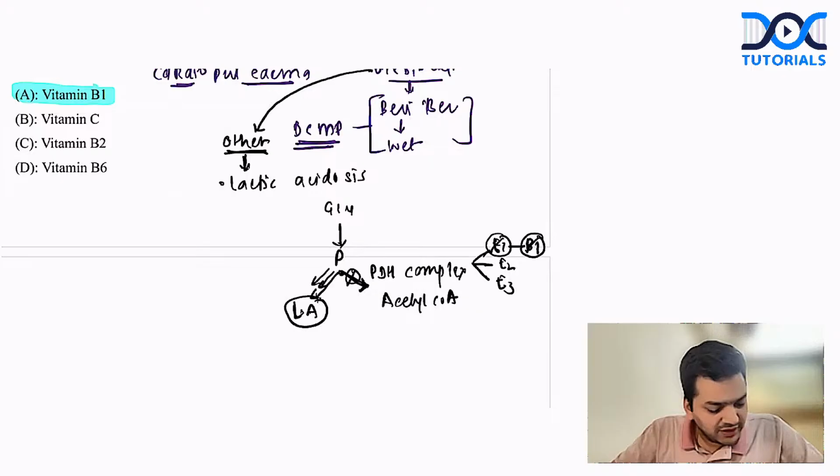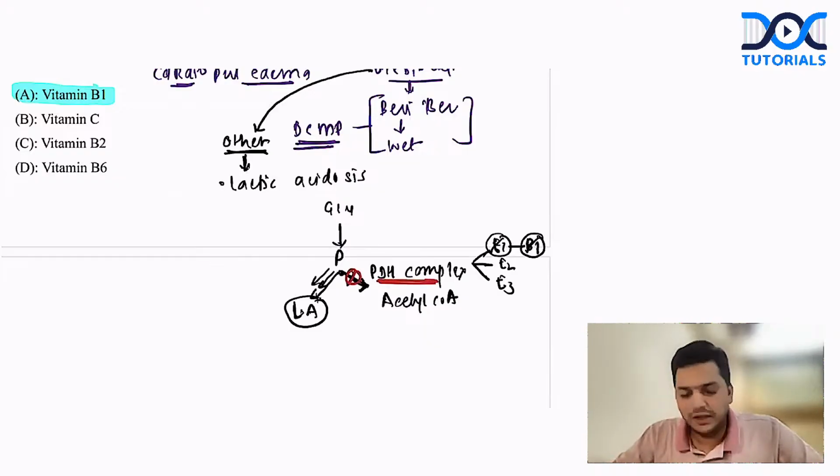Now, can you tell me, there was a question in INICET that what is the common cause for congenital lactic acidosis? Which enzyme deficiency leads to congenital lactic acidosis? The answer was the PDH complex deficiency. If this PDH complex is not there by birth, again, the same problem will happen. That will lead to lactic acidosis.